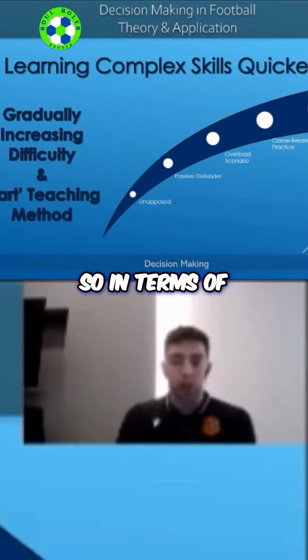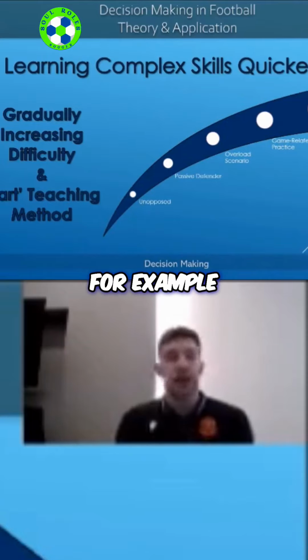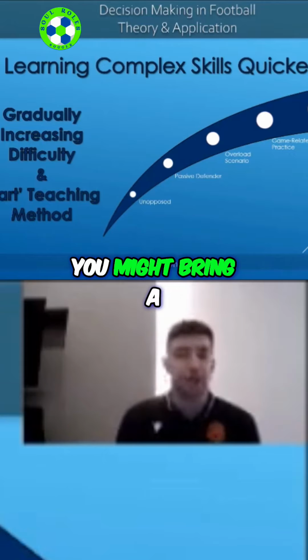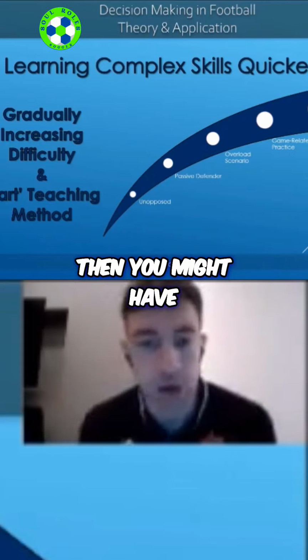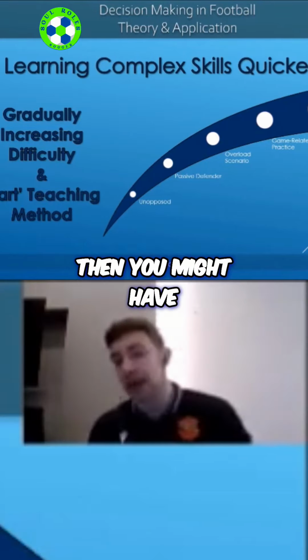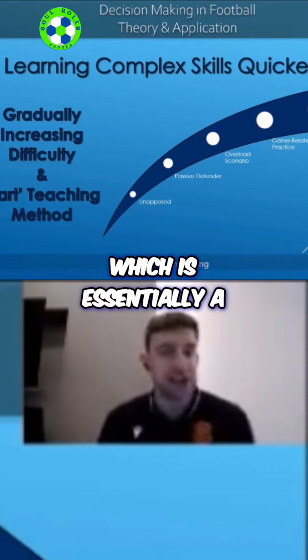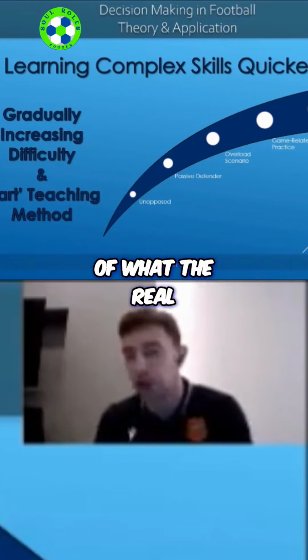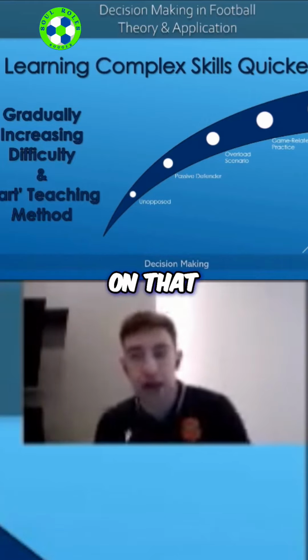So in terms of one training session, for example, it might look something like this. You start with unopposed exercise, you might bring a passive defender, then you might have an overload scenario where there's fewer defenders than attackers. Then you might have a game-related practice, which is essentially a competitive game, but you've broken it down to one segment of what the real game is and focused on that.